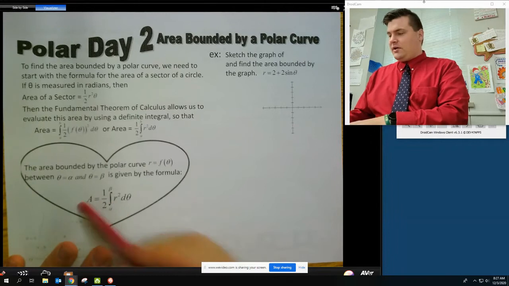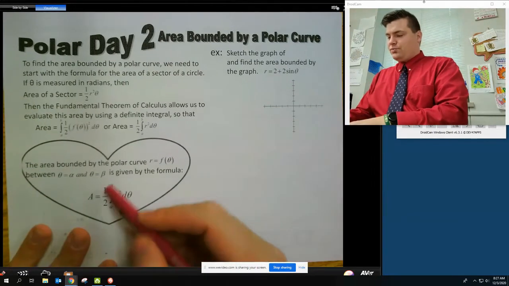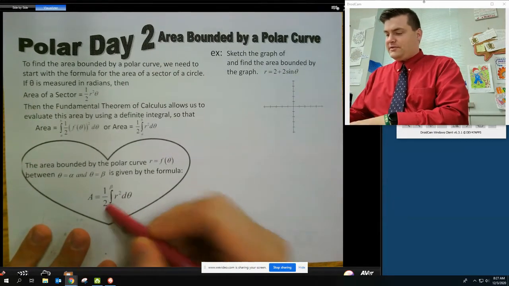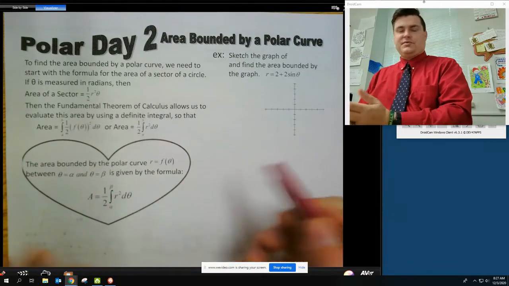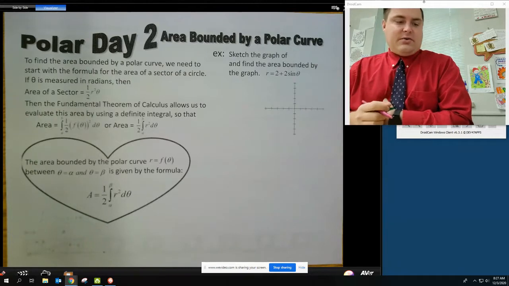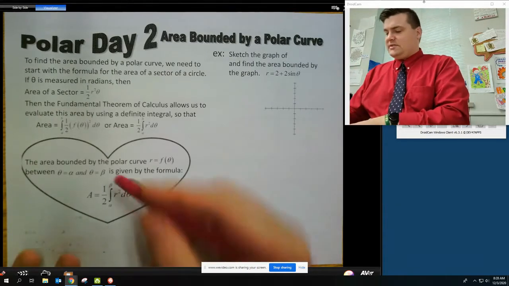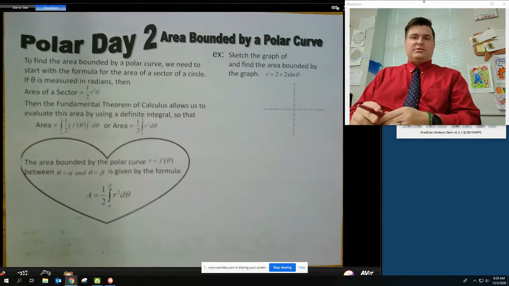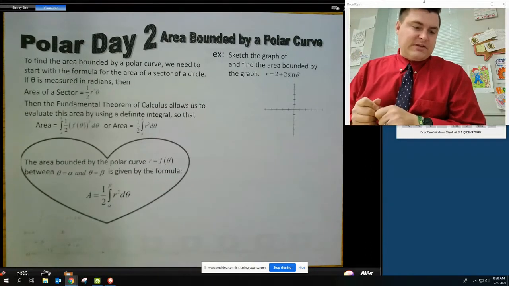The area of a polar curve is 1/2 integral from the two angle measures of r squared, which is the radius, d theta. So that's how we find these out. The trickiest part within these is really the bounds, because that can sometimes throw us for a bit of a loop as we go through.